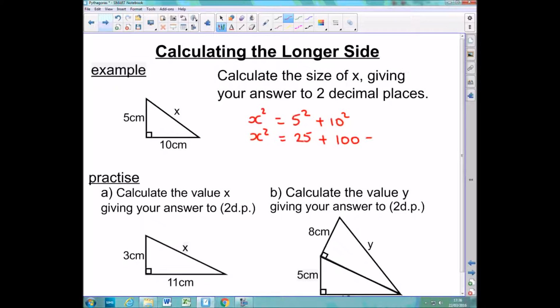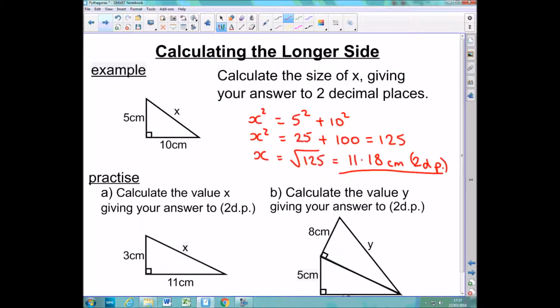Now I know adding those two together, I get 125. So x squared equals 125. So to find x out, I need to square root my answer. So square root of 125. Okay, doing that on my calculator, I get 11.18 centimeters rounded to 2 decimal places, or 2 dp, like my question asks.